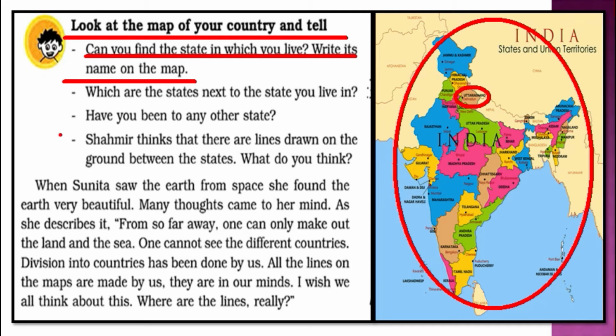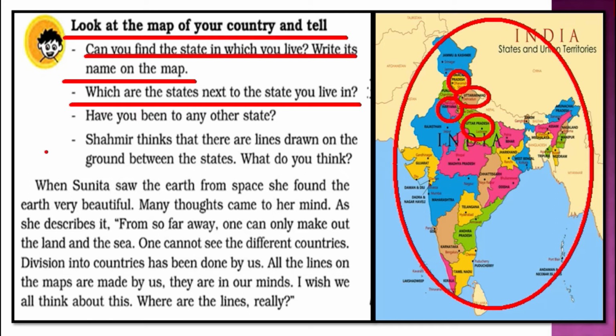Now, the next question is, which are the states next to the state you live in? Now students, in this map, you have to find out the neighboring states of Uttarakhand. Students, as you can see here, Uttar Pradesh, Himachal Pradesh and Haryana are the neighboring states of our Uttarakhand.